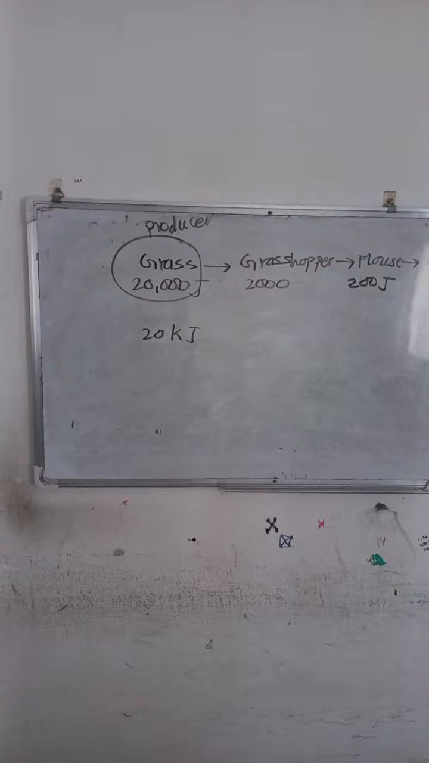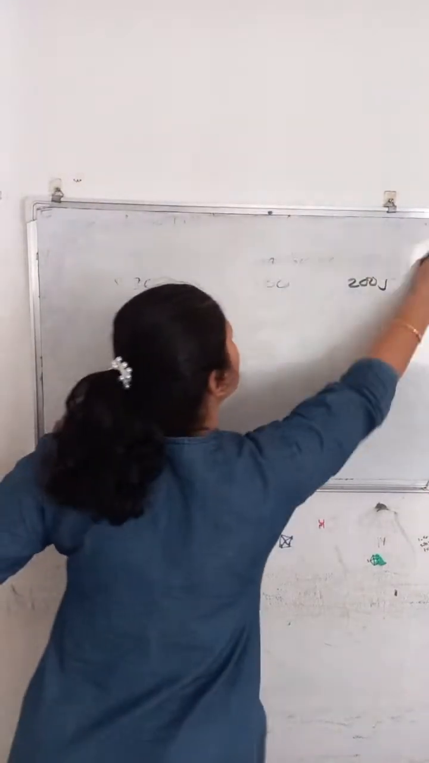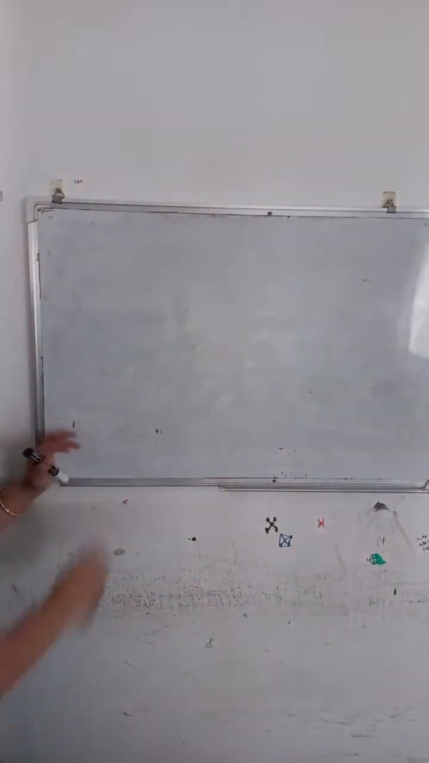Then there is one figure given, and a chain is also given. I will read out that chain. Find out which one of these food chains will supply maximum energy to the lion. I will write all the options here. Now you can give the answer.